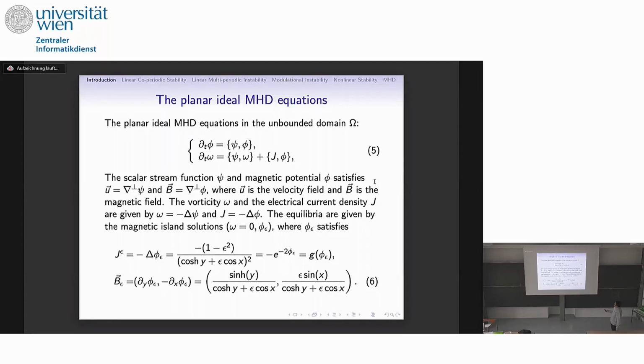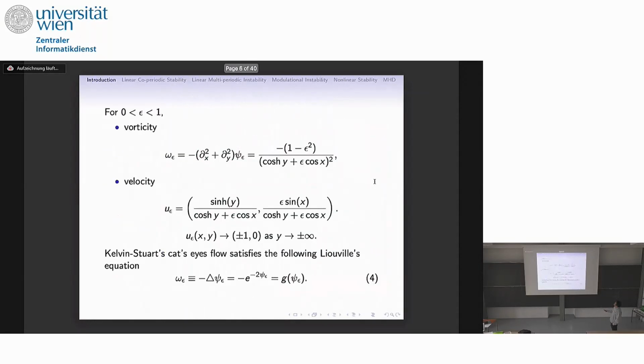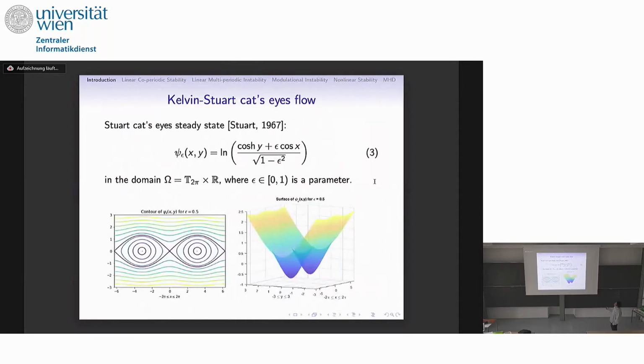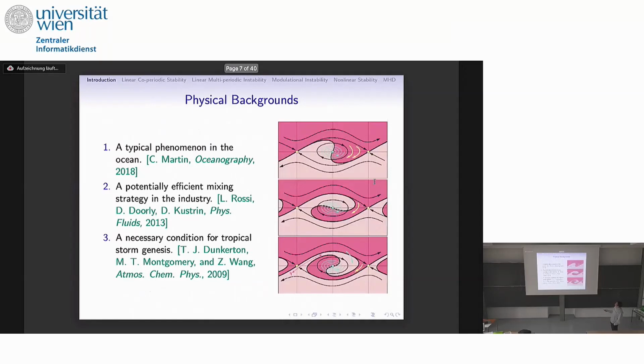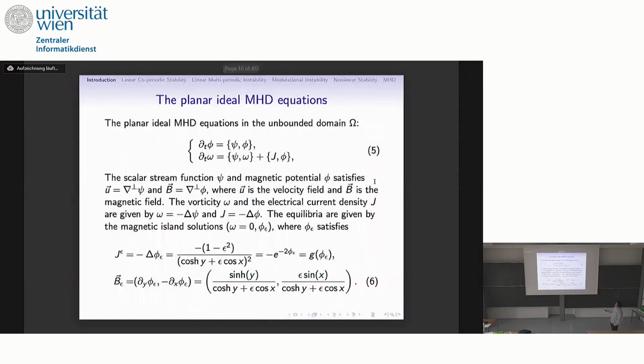Now the function given by formula number 3 is not for the stream function. It's for the magnetic potential. So the static solution in this setting is with no flow. The velocity is equal to 0, but you do have a magnetic field given by this Stuart function. The potential is given by the Stuart function. So it's called magnetic islands in this kind of setting.